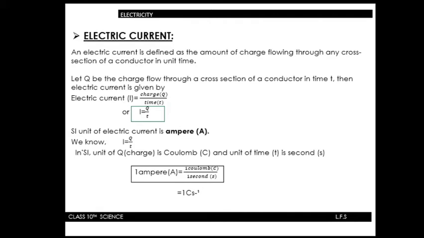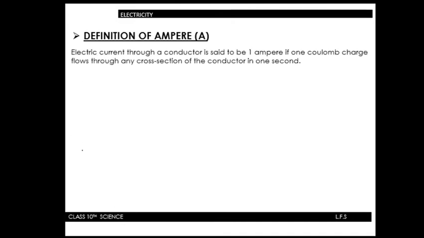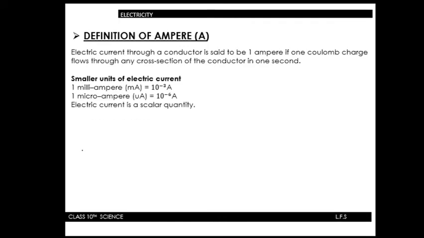The SI unit of electric current is ampere, clear? So here we will define what is ampere. So 1 ampere equals 1 coulomb upon 1 second. So what is 1 ampere? Here electric current is said to be 1 ampere when 1 coulomb of charge is flowing through any cross section of a conductor in 1 second. Then the smaller units of electric current are 1 milliampere equals 10 to the power minus 3 ampere, and 1 microampere equals 10 to the power minus 6 ampere. Electric current is a scalar quantity.